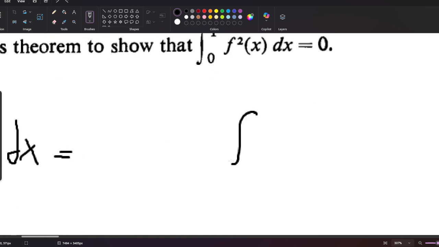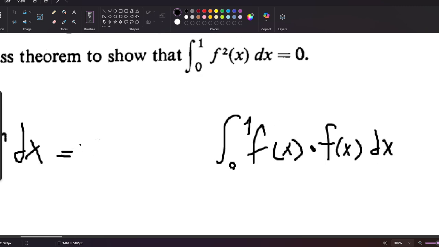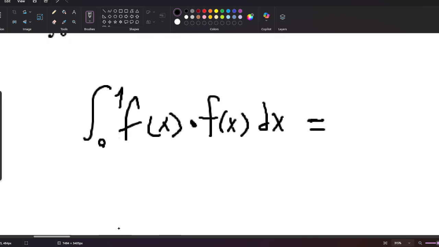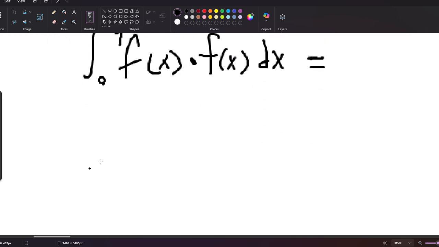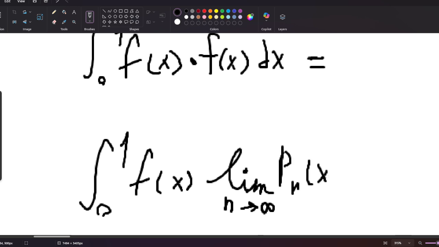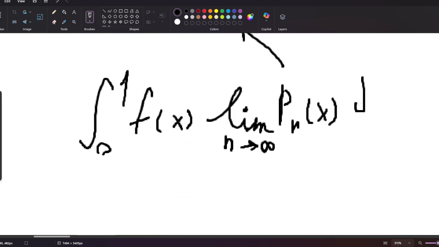So how do we do that? Well, first we're going to write it down as the product of f of x with f of x, aka itself. And next I'm going to introduce a limit. It's actually going to converge to f of x, but if we take an arbitrary point, then it's going to be an approximation. So the limit as n approaches infinity of a sequence Pn of x, which is a sequence of polynomials which is going to approach f of x, dx.